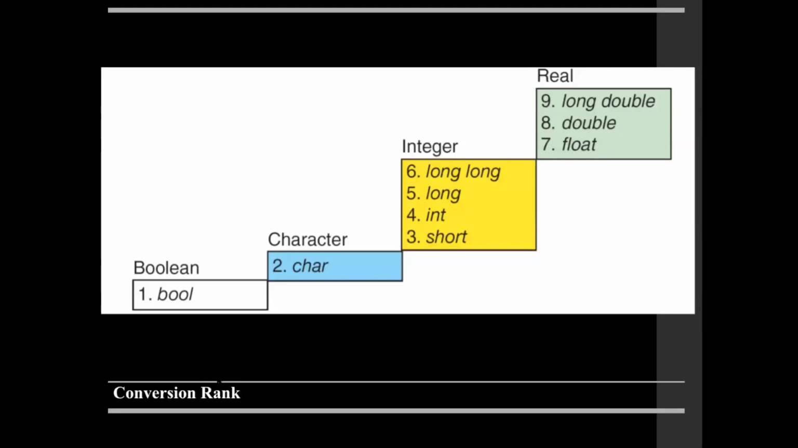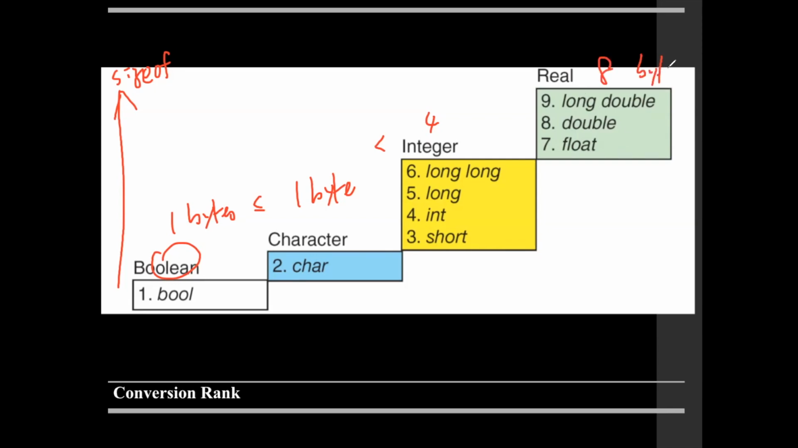Well, this is a conversion rank table. You can think of this vertical axis as the size of each of these types. So we have Boolean, which is 1 byte, remember, this is less than or equal to, which is 1 byte for char. Char is 1 byte. Integer is 4 bytes. And real, this is long doubles, this is at least 8 bytes. Sometimes it depends on the platform. Long double can be in the range of 12, 14, 16 bytes. Doesn't really matter. As you can see, all of these are going up in size, right?